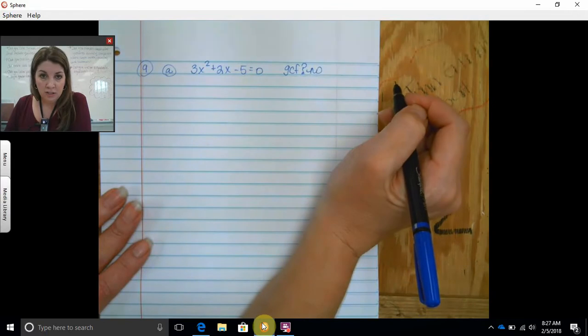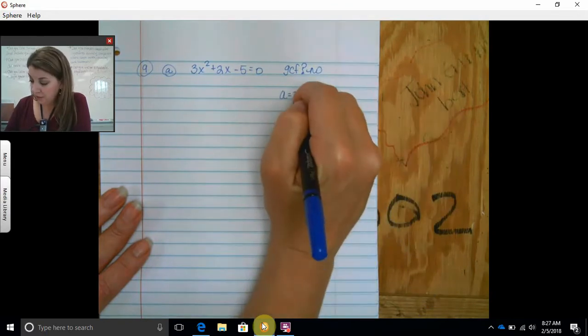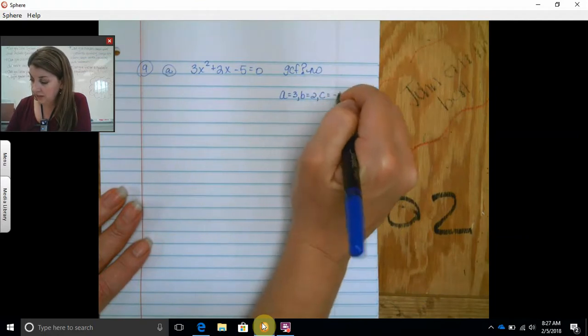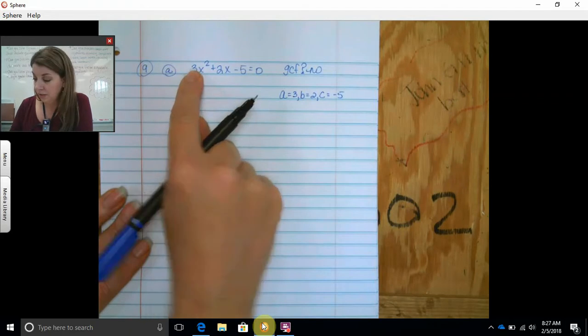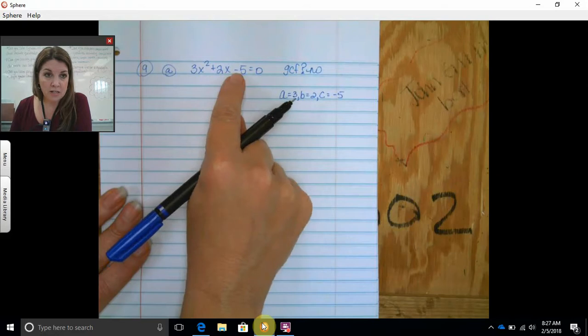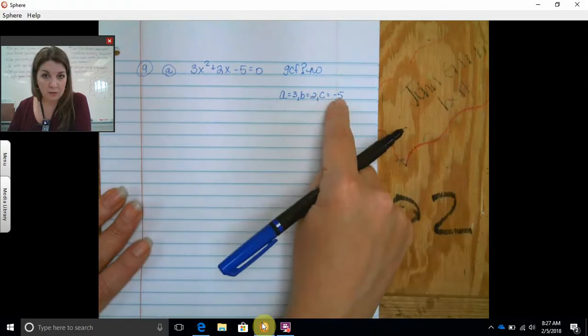So, you're going to do the T-chart. You have to determine A, B, and C. What is A? 3. What is B? And what is C? -5. A is always the coefficient of your quadratic term. B is always the coefficient of your linear term. And C is always the constant, okay? And sometimes you might be missing B and C, so you got to be careful to name them correctly.